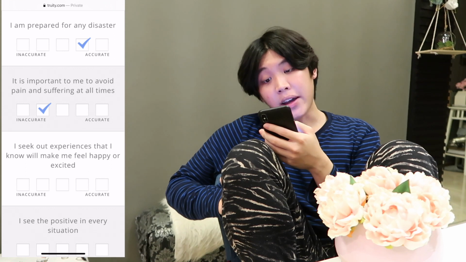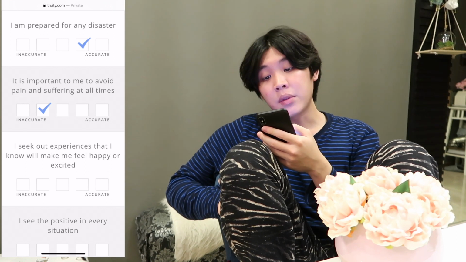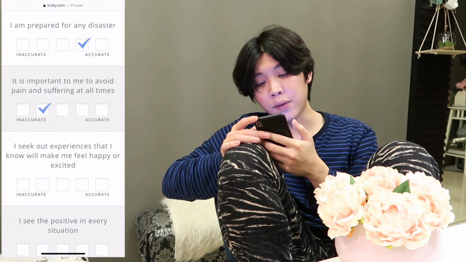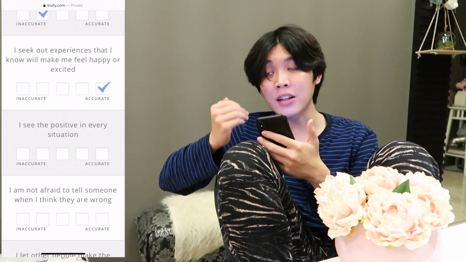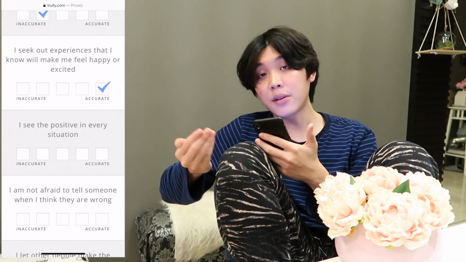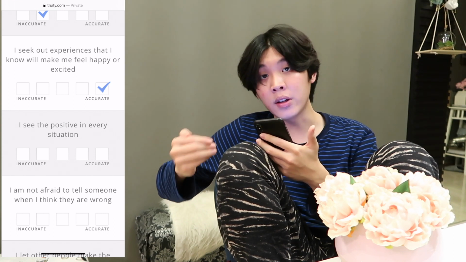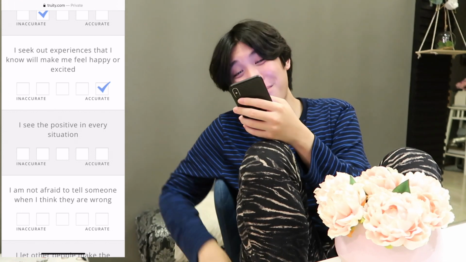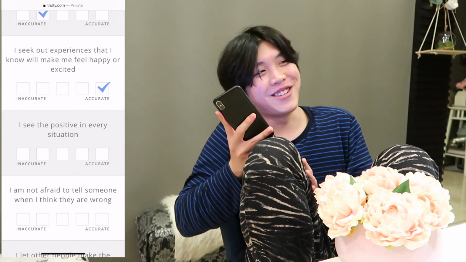I seek out experiences that I know will make me feel happy or excited. So I'm gonna go with accurate for this one. If there's anything that I can try that will make me really happy or really excited, then I'm the kind of person that likes trying and doing different things. So 150%.